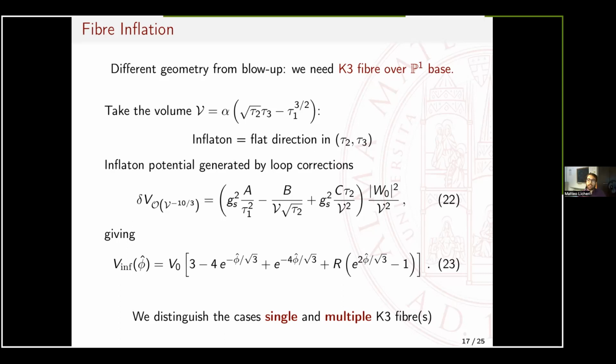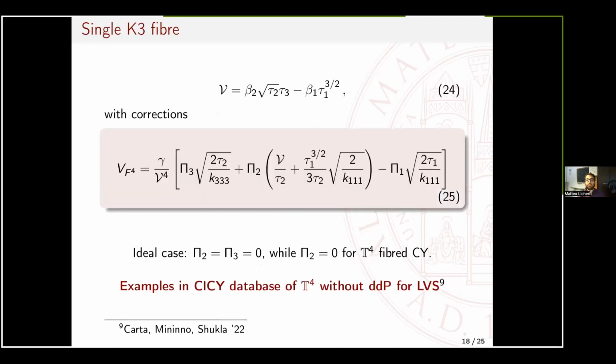And we can distinguish 2 different cases for fiber inflation, where we have a single K3 fiber or multiple. The first one is where we have a single K3 fiber. The volume expression is given in equation 24. So we have 3 moduli, so H11 equals 3. And we are parameterizing the inflaton with tau 2. And the F^4 correction is given in equation 25. As we can see, again, pi 1 does not play any role because it's just a constant shift of the potential, since tau 1 is already stabilized.